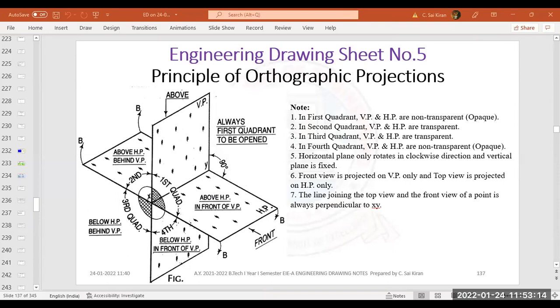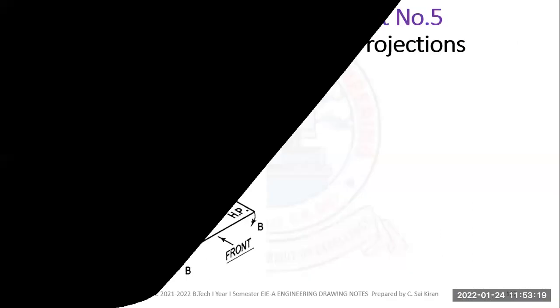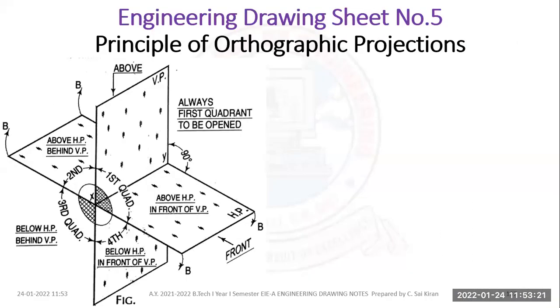And we consider the vertical plane as a fixed plane. The vertical plane doesn't rotate to any side, and the horizontal plane rotates depending upon the situation. It will rotate in the clockwise direction.